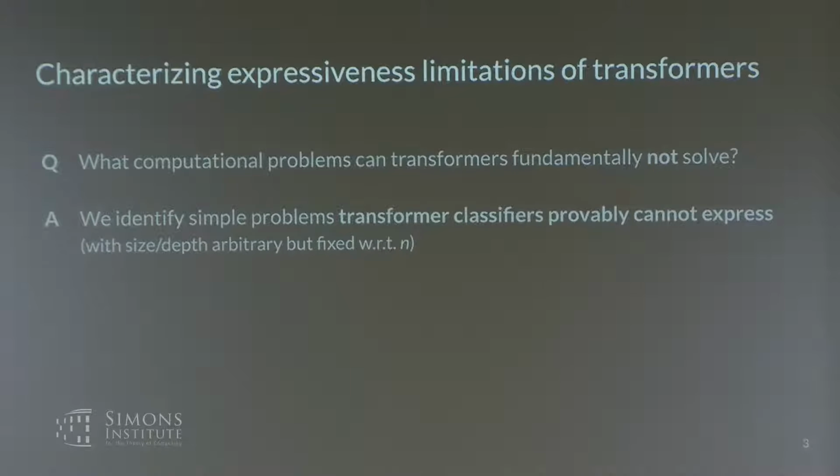And in this talk, I'm going to talk about how we've identified some simple problems that transformers with a fixed depth and size, arbitrarily large but fixed with respect to the sequence length, can provably not express. And the tools to do this are largely based on circuit complexity. And one such example, it turns out, is this graph connectivity problem that I showed in the last slide. So hopefully by the end of this talk, you can understand where this result comes from and how you can also apply this general framework to think about other problems as well.